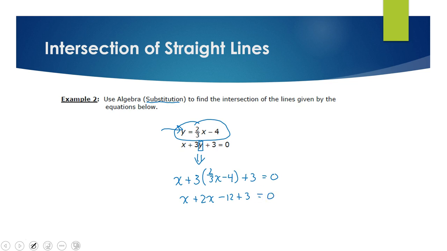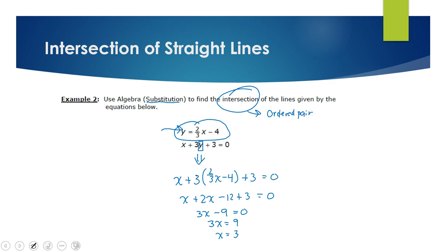If I simplify and combine like terms, x plus 2x is 3x. Negative 12 plus 3 is a negative 9. I would add 9 to both sides and divide both sides by 3 to get that x equals 3. I'm not done yet. Remember, I'm looking for an intersection, so I do need an ordered pair.